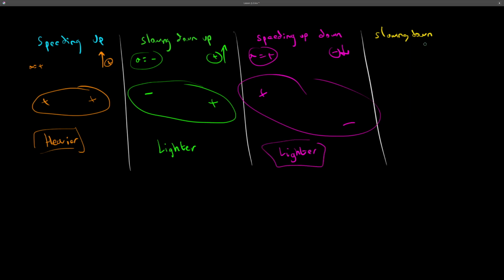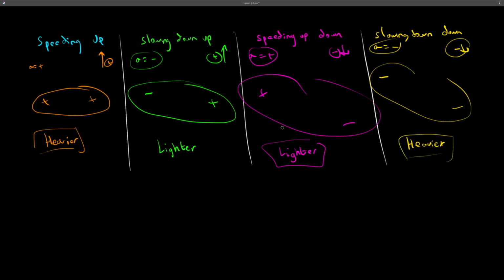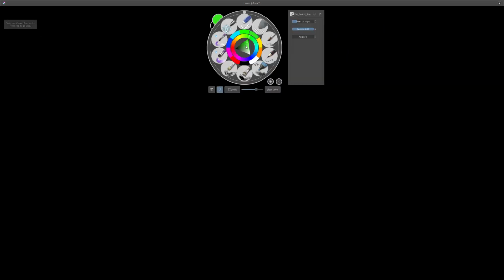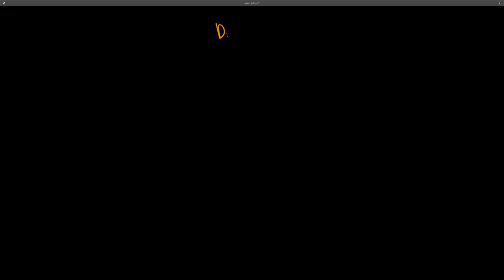And finally, when you're slowing down downwards, so let me just write down again. Slowing down is negative, and downwards is also negative. So what happens is you have two negative values, and when you're slowing down downwards, you feel heavier. So those are the 4 cases, and you should know when you feel lighter and when you should also feel heavier.